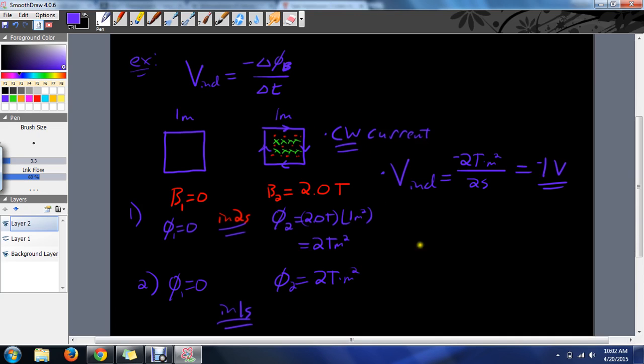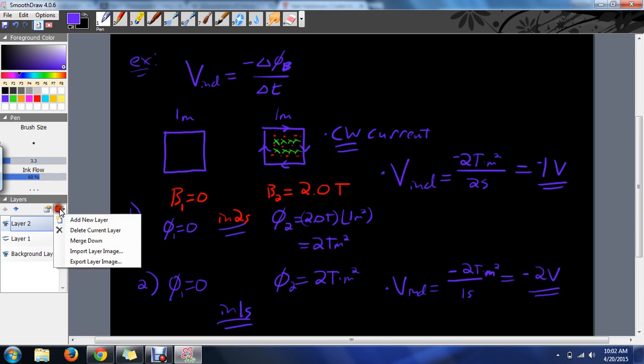Still a clockwise current, but here the V induced will be -2 over 1 second. And it's cool because a Tesla meter squared per second is a volt. So that's pretty wicked. That's so weird. I'm sure we could really introduce that conceptually through all the equations we know, but I'll skip that for now. Notice you get more voltage if you do it faster.